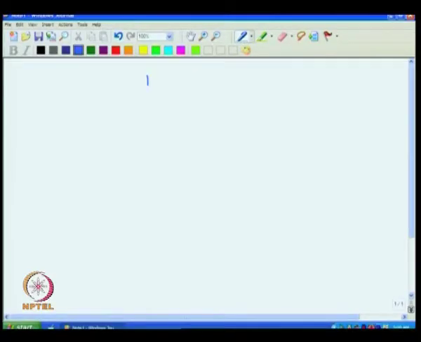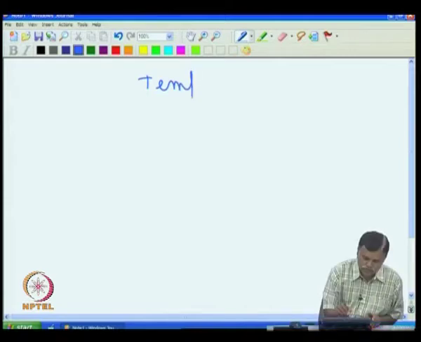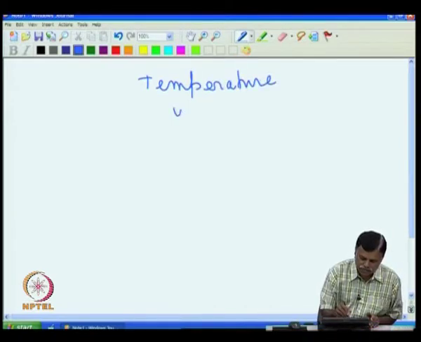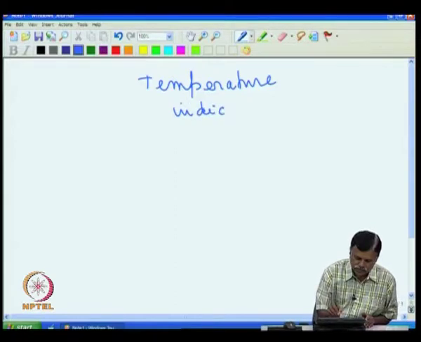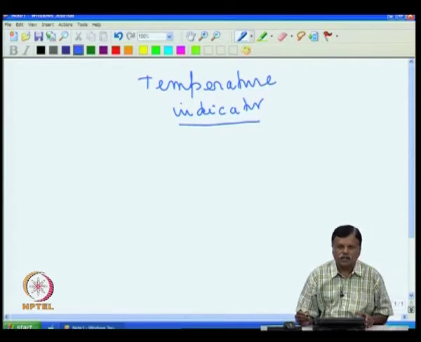Today we will discuss some other design issues related to the operational amplifier. As an example, today I will take how to design a temperature indicator. For this, we have to first select a temperature sensor.